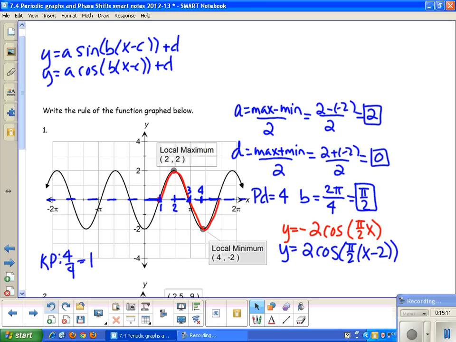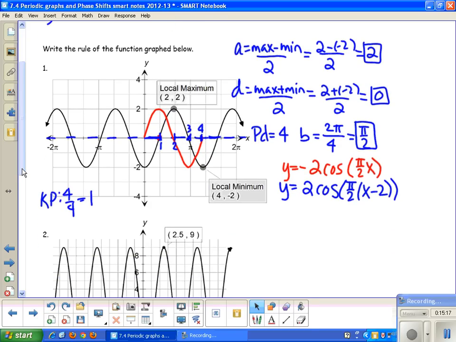So with that, and of course I'm moving it to the right 1 in order to get my new graph. So my equation that I could use would be y equals, and of course my graph is going up first, so it's positive 2 value. So 2 times the sine of my b value, pi over 2, times x minus 1. That would be one equation.